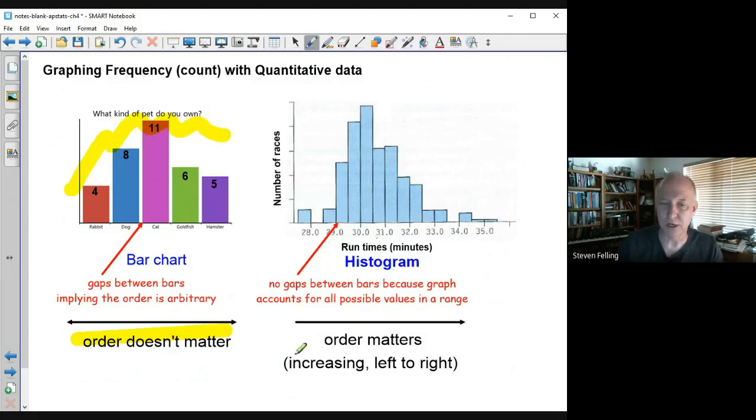However, when we're talking about histograms, the order does matter. It's always increasing from left to right. So lower numbers over here and higher numbers over here. And that means that this shape has a meaning, right? If we see a lot of the data in the middle, it means the middle values numerically are where most of the data is, right? So the shape has a meaning for a histogram.